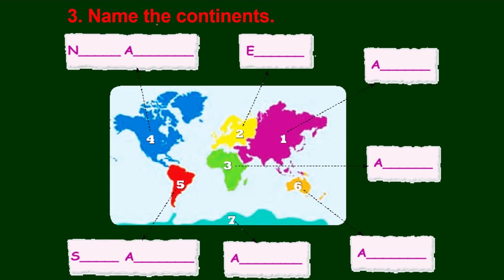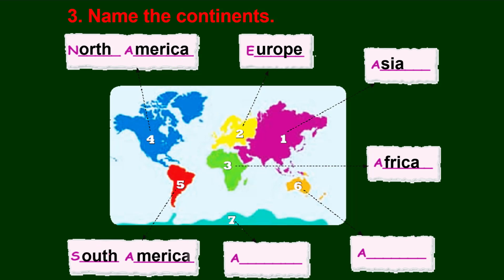And exercise 3. Names of the continents. Okay, the first one is here. It is Asia. And number 2 is Europe. And number 3 is Africa. And number 4 is North America. And number 5 is South America. And number 6 is Australia. And number 7 is Antarctica. Okay? So let's read them again.